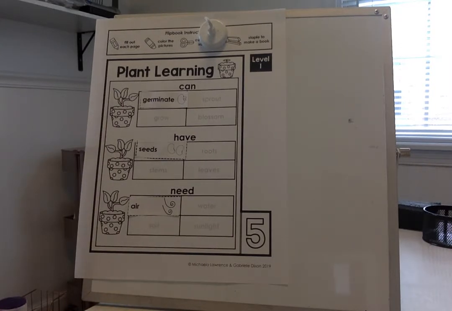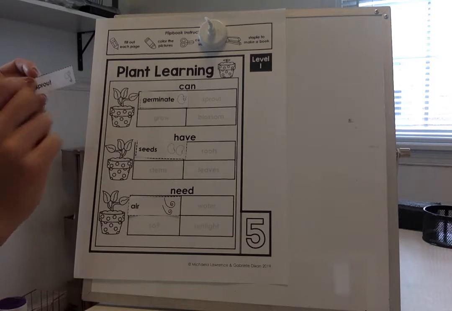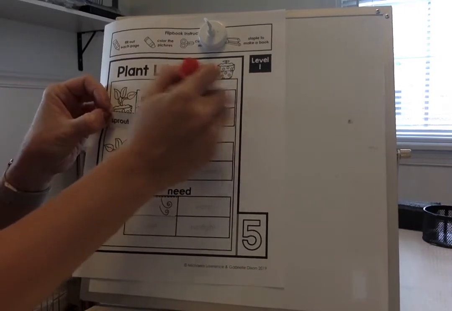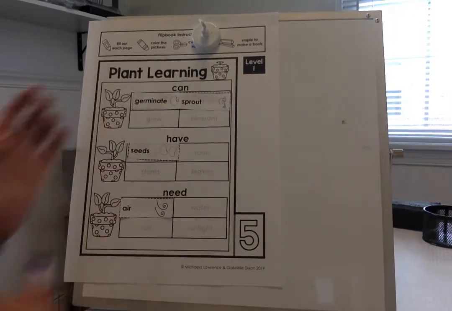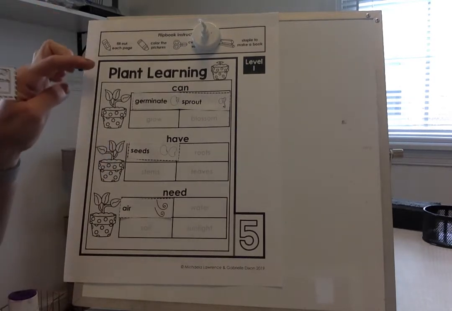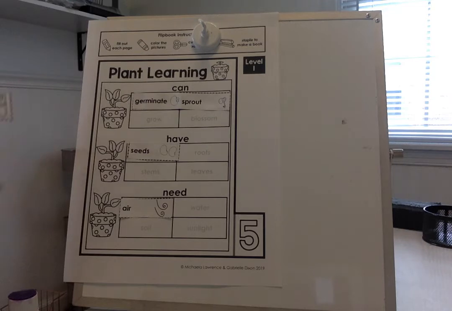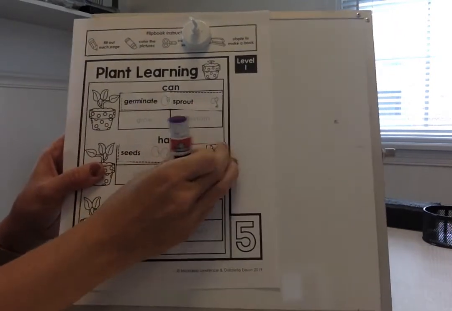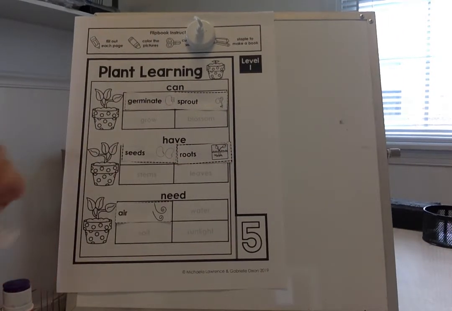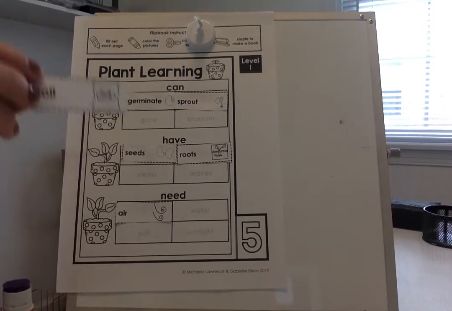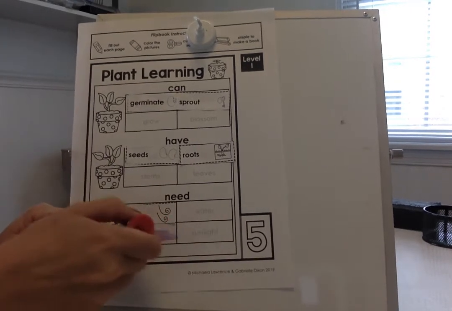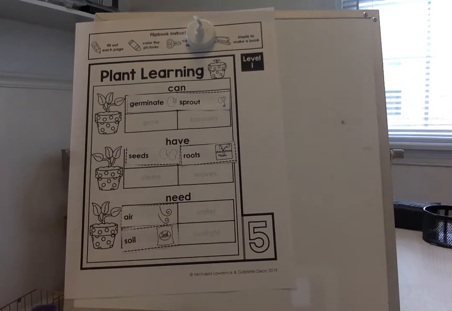All right, our next word is sprout. Plants can sprout, plants have sprout, or plants need sprout. Plants can sprout. Very good. That's something that they can do. Good. Our next word is roots. Plants can roots, plants have roots, or plants need roots. Something they can, that's something they have, I'm sorry, yes. Plants have roots. Good. All right. Soil. Plants can soil, plants have soil, or plants need soil. Plants need soil. Very good. All right, let me cut out my next row.